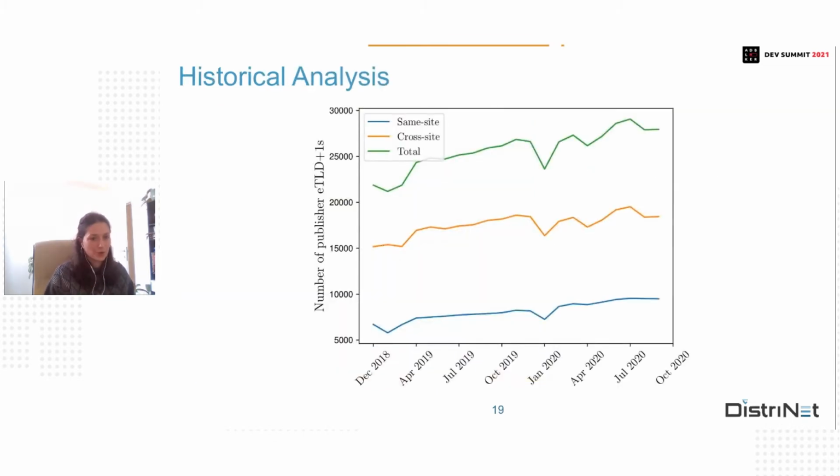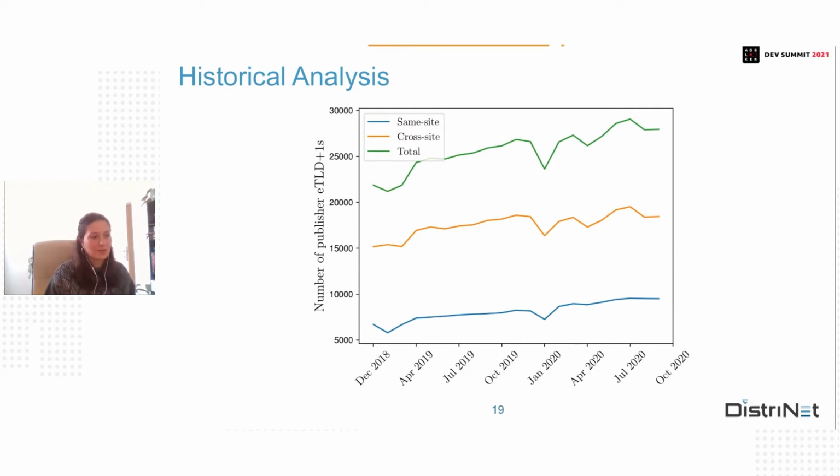So this table shows our historical analysis results. We did an analysis between December 2018 and October 2020, so almost 2 years. In this graph, same-site CNAME tracking refers to the CNAME subdomain being first party to the website visited by the user, whereas cross-site means that it was a different website. However, the two domains prove to be related to one another, for instance, by belonging to the same company.